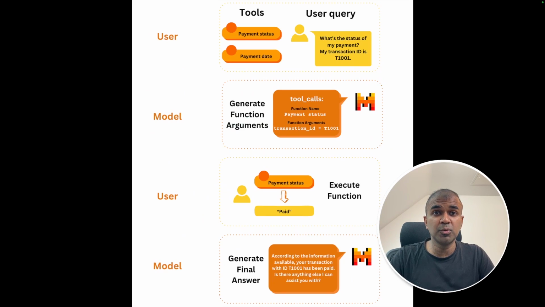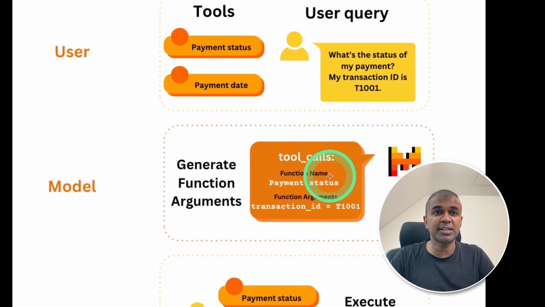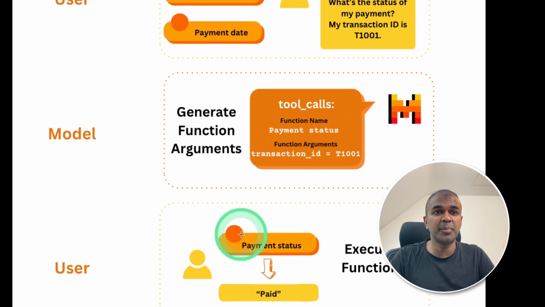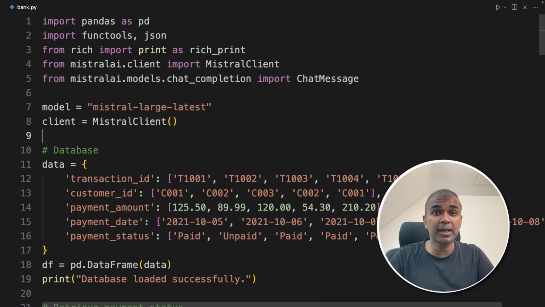I'm going to quickly show you one more example. Here the user is asking what's the status of my payment to a bank, and we have already defined the list of tools to the large language model. So the large language model is going to use the transaction ID and run the function, get the status of the payment by executing the function. Then that information is sent to the model, and the model gave the final answer saying that the transaction ID has been paid.